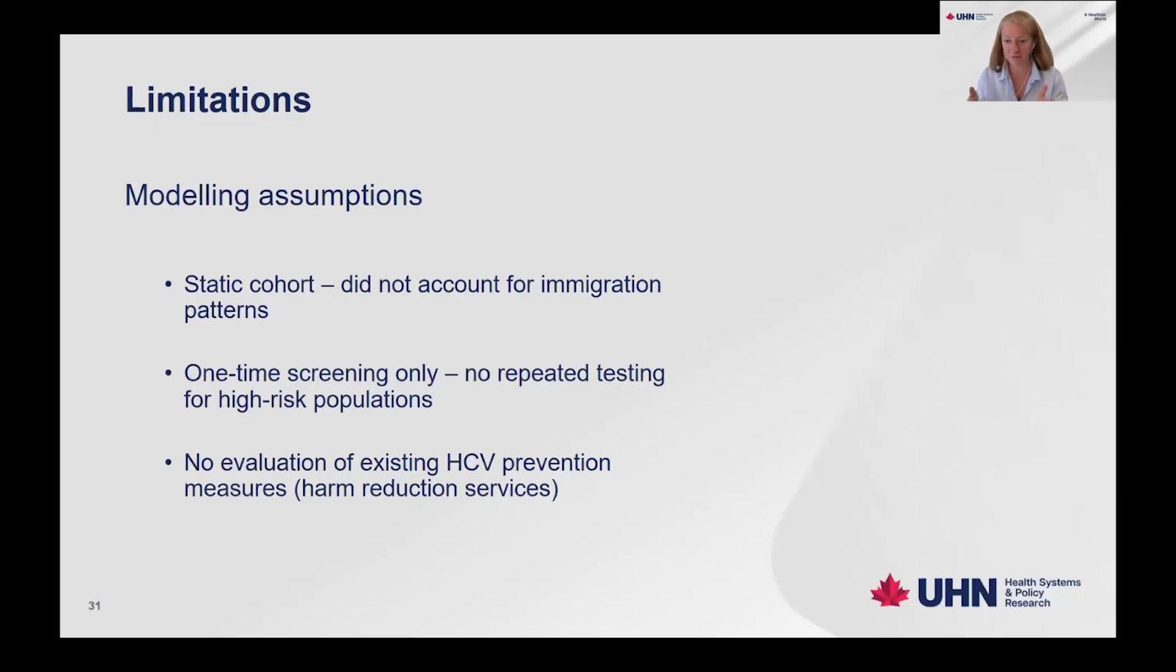On the other hand, we also cut off our model at those time horizons. So there are still people who would generate the benefit of the treatment they had, but we don't account for it because it happens after 2030 or after 2035. We only included a one-time screening option, so there was no repeated testing for high-risk populations in our model. And we did not evaluate any other type of intervention, so any specific tailored interventions or any further upstream interventions like harm reduction services or anything that's aimed at prevention.